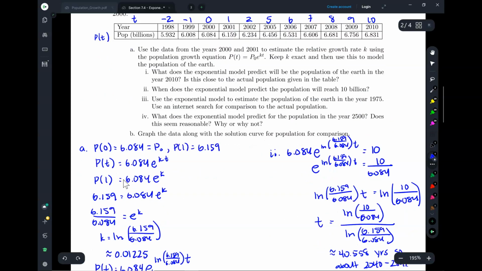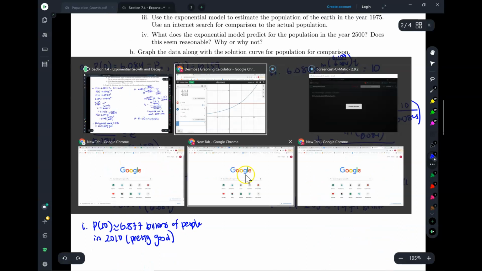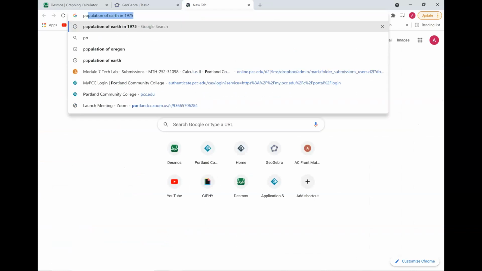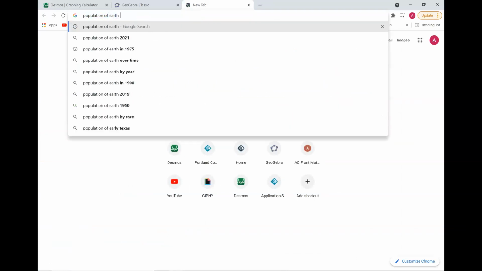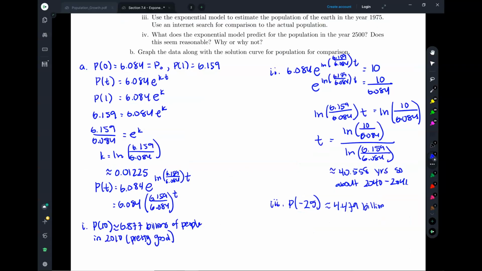And so what we'll do is we can just kind of hop over to Google or whatever your preferred search engine is, and we will figure out what the population of the Earth was in the year 1975. And notice I typed it in already because I was checking earlier. So it says 4.063 billion. So 4.063 billion is the actual. And that's pretty close. It's not going to be perfect, right? We're just modeling here. Pretty close.